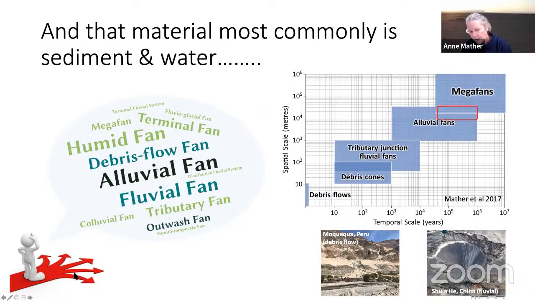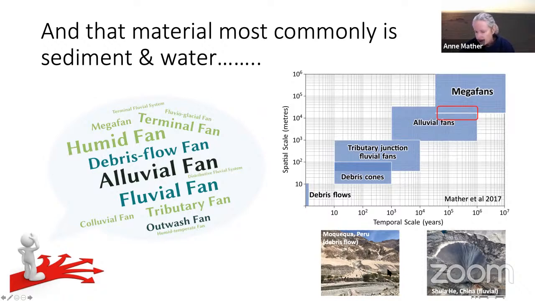So in the bottom here, you can see on the smaller end we've got an example. This is just a small debris flow fan, a tributary fan from Moquegua in Peru, which has just been coated by some lovely volcanic ash. That's a small feature that's probably 100 years old, that sort of area.